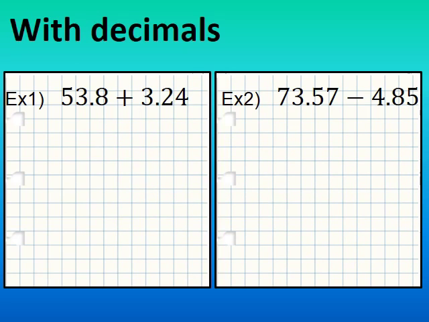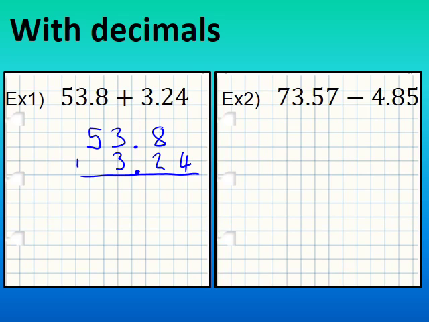Now this time with decimals, it doesn't make it much more difficult. We just need to make sure again that we're writing it in the correct columns. So 53.8, 3.24. As long as we make sure our decimal point is in the same place, we can make sure that our numbers are written correctly.